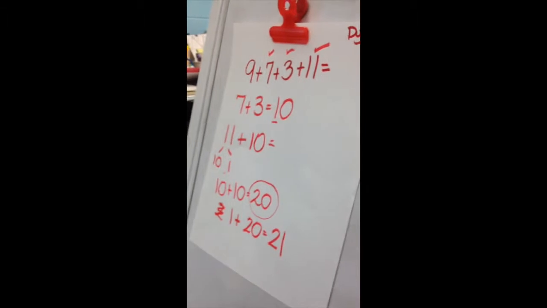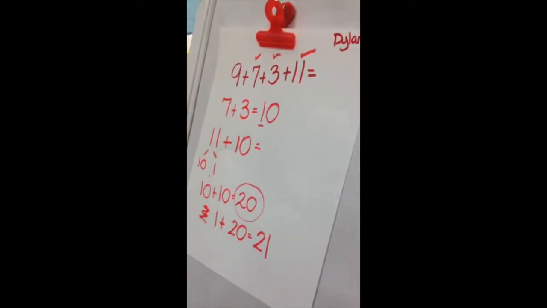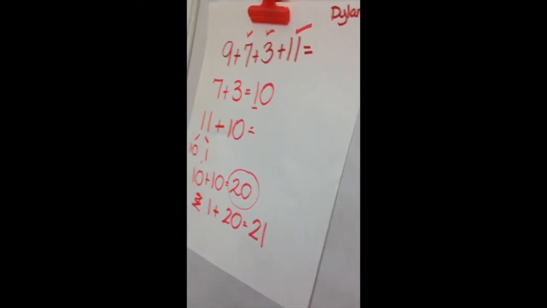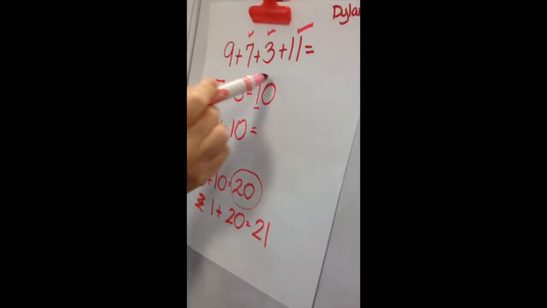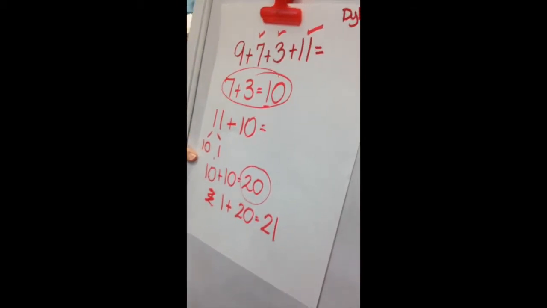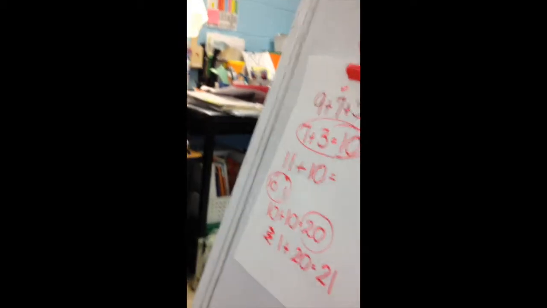Tens facts. Let's look at all the tens facts he used. What was the first one, Jalen, that he used? 7 plus 3. He used it here. And then he used 11 plus 10. He made his own. But he broke it into a 10. He made his own 10 fact. He used the power of 10.